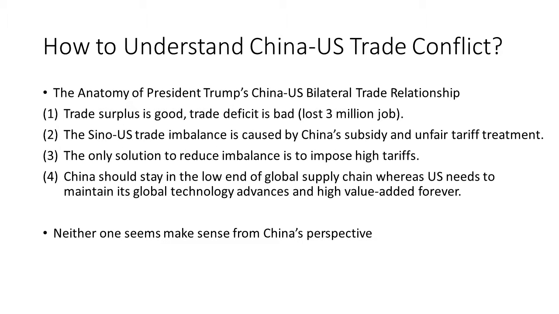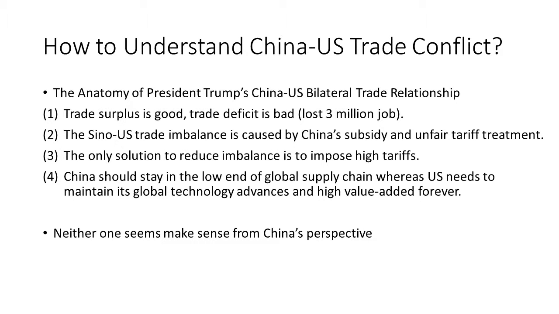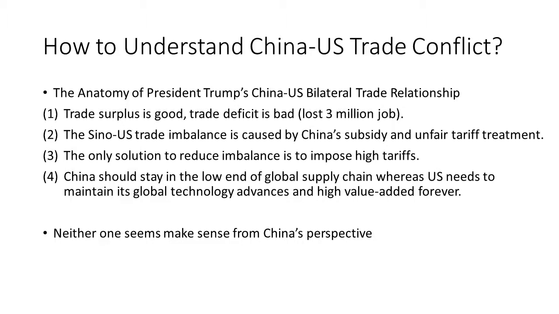And the first question is how to understand the Sino-US trade conflict. President Trump talked a lot about the trade issue, but I think it can be summarized in these 4 sentences. Number 1: trade surplus is good and trade deficit is bad. And usually he will use 2 examples. Number 1, the Sino-US trade deficit last year was 270 billion US dollars, a big number. Number 2, because of China's exports, the US lost maybe 3 million jobs in the last 10 years. So this is not a small number either.